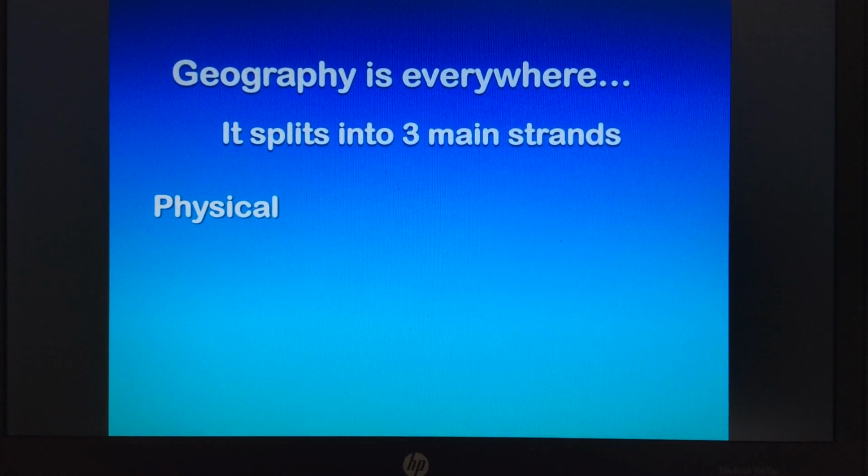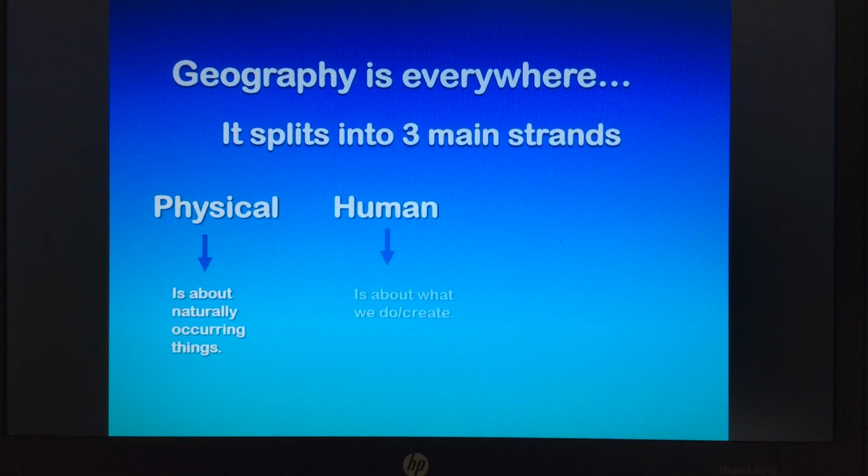Here's two of them. Physical geography. This is about the natural things that occur, like mountains, rivers, seas and weather. Then there's human geography. And this is about the element that we've created. Man-made, some people call it. Buildings, houses, factories, communications, food distribution, or population. And there's a third. We'll come to that in a minute.